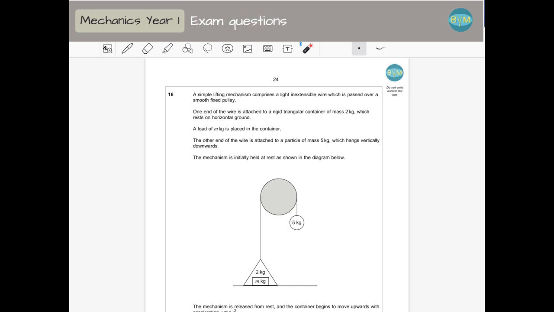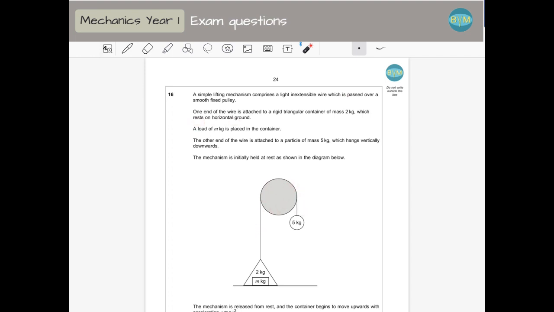Hello, this is question 16 on your AQA paper 1 from November 2020. It's a mechanics question, a connected particle question. A simple lifting mechanism comprises a light inextensible wire which is passed over a smooth pulley. So this is the pulley, this is the wire.